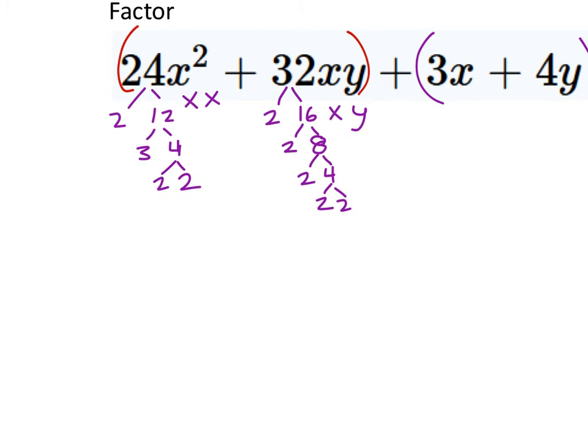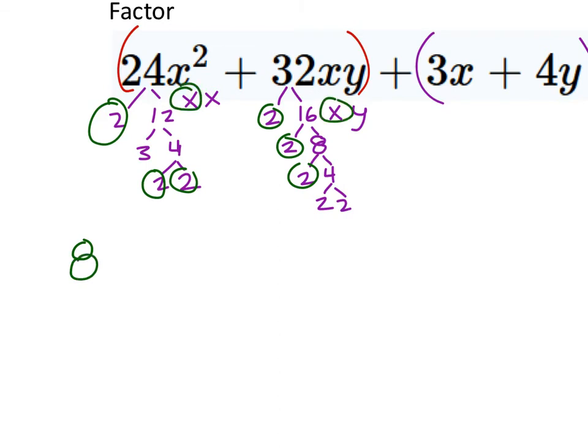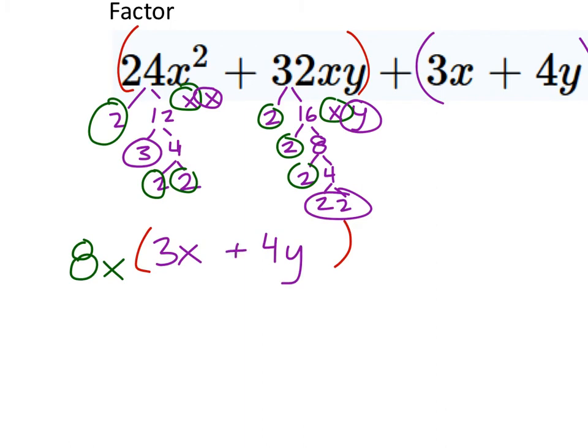So looking for common factors, I've got 1, 2, 3 2's, which would combine, 2 times 2 times 2 is 8. But not only do I have those 3 2's, but I have the x's which are common. So I've got an 8x. The rest of it stays inside that parentheses there. And what was left over? I got a 3 there and an x, so 3x. And over here I've got 2 times 2, which is 4, and then the y. So 3x plus 4y.